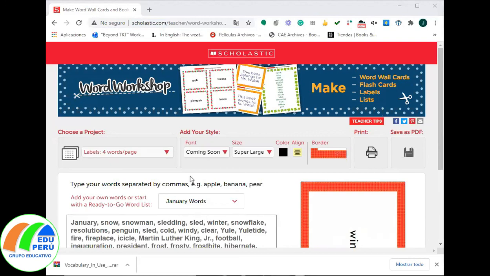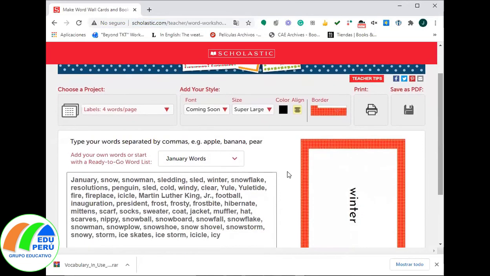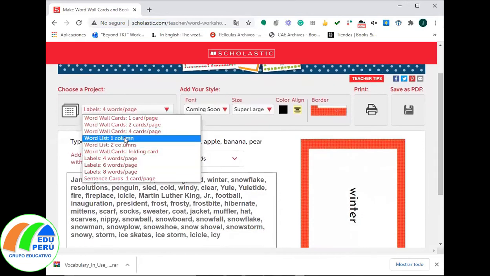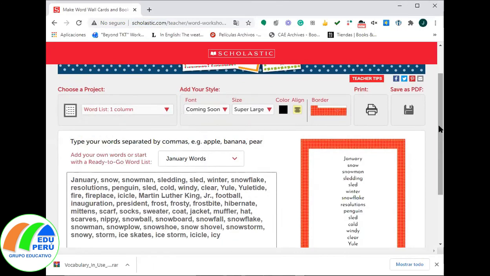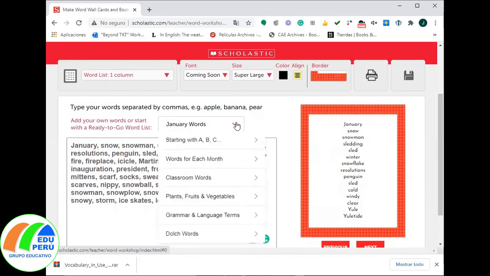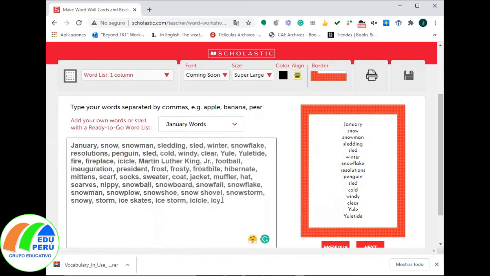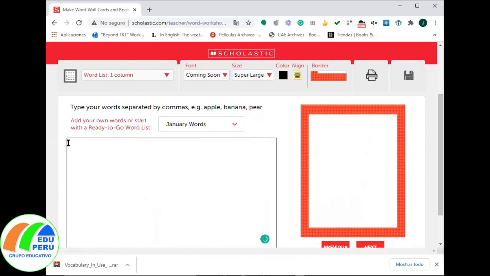So as you can see here, you can create that type of cards, maybe word cards, one card on one page, two cards on one page, four cards, or maybe a word list. So here you have a word list. Notice, oh, what's happening? And notice how here changed. All right, January is snow, snowman, sledging. So you can here choose a topic. Notice you can choose a topic, or you can just write here. If you don't like these topics, you could write it.